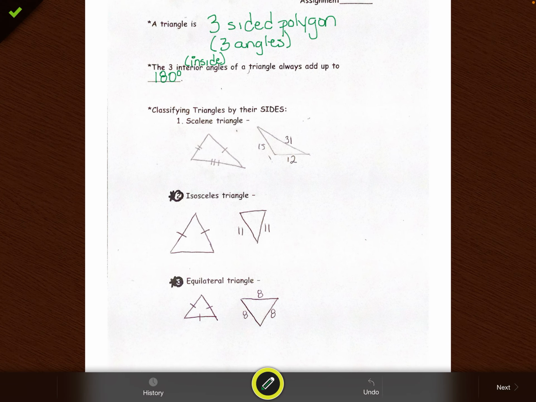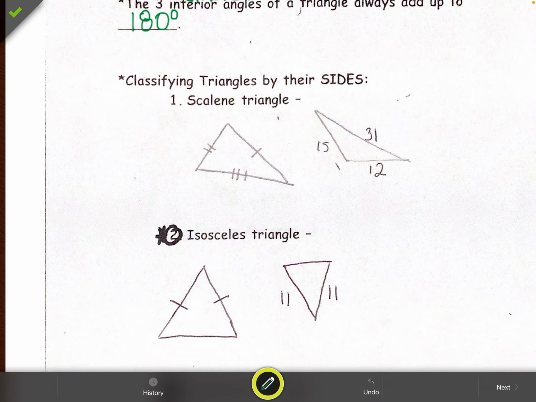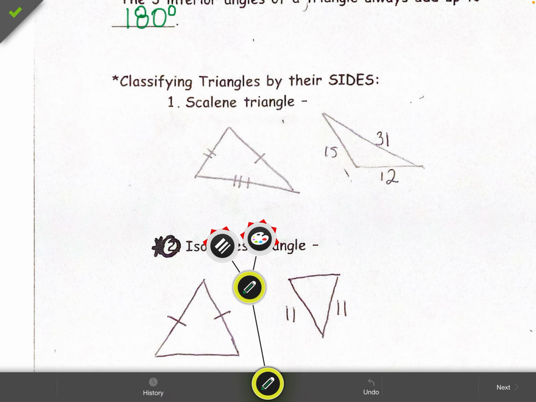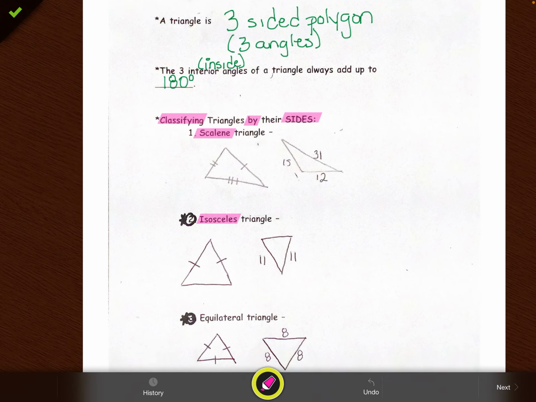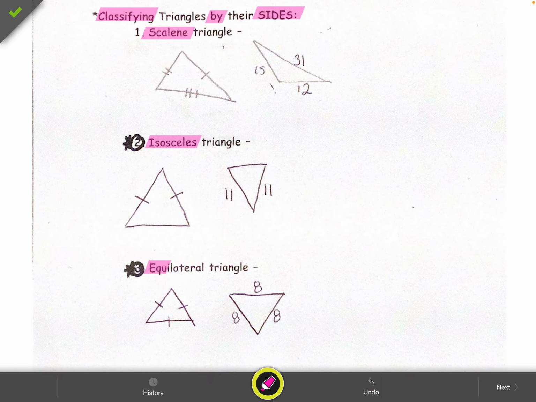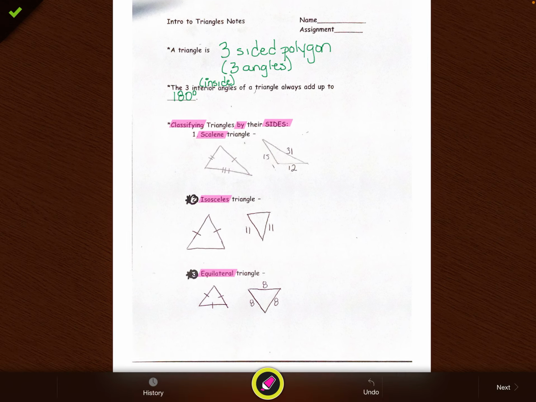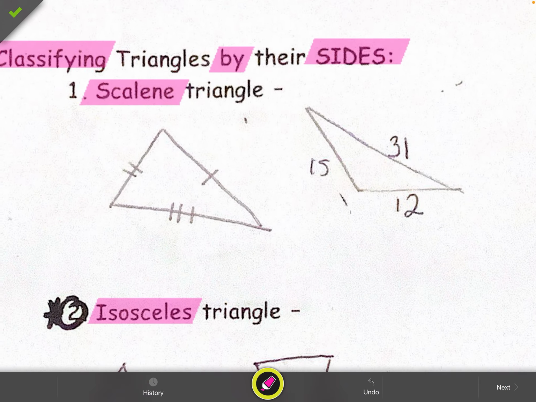So the first thing we're going to look at is how to classify triangles by the length of their sides. So the first way, we're going to classify by sides. There's three ways to classify a triangle by looking at their sides. The first way is scalene. The second way is isosceles. And the third way is equilateral.